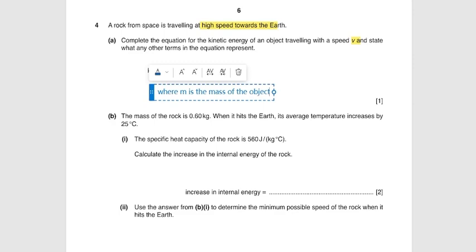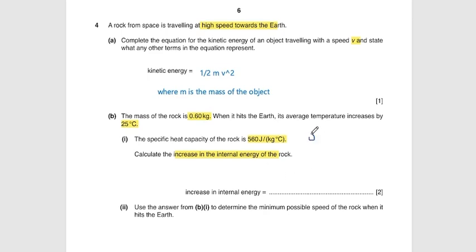Then you have the b part that says the mass of the rock is 0.6 kg. When it hits the earth, its average temperature increases by 25 degrees Celsius. The specific heat capacity is 560 joules per kilogram degree Celsius. Calculate the increase in the internal energy. Again, straightforward, you just have to write these values in the formula. That is Q equals mc delta theta.